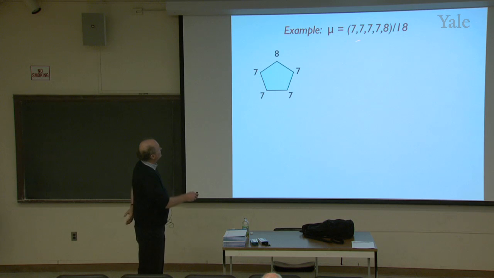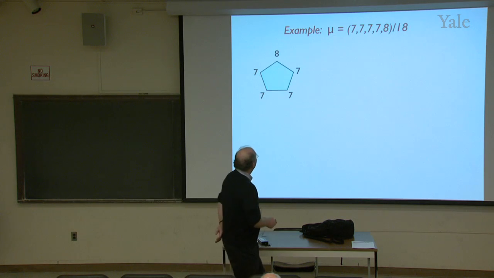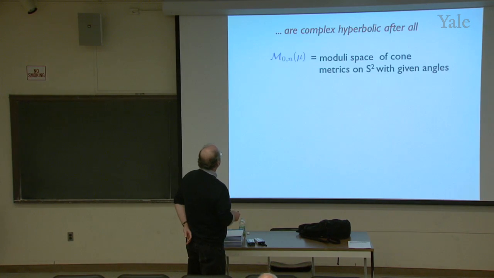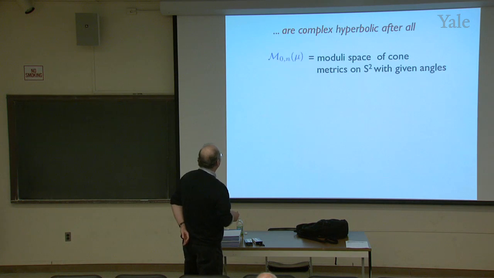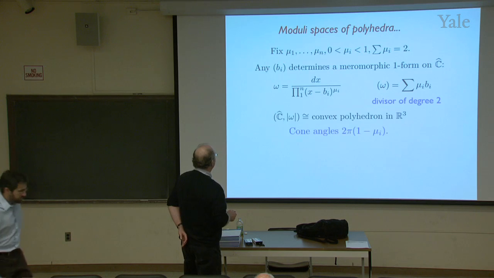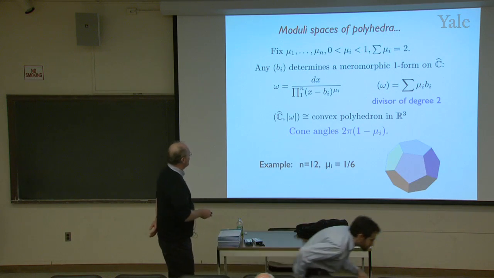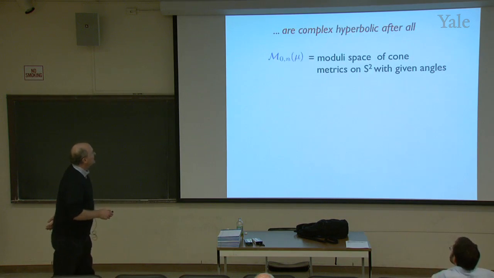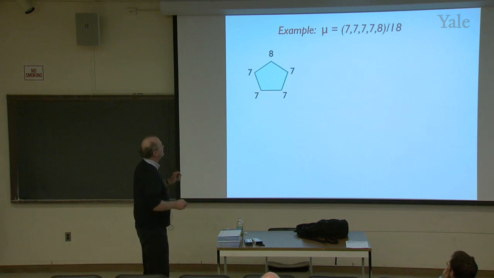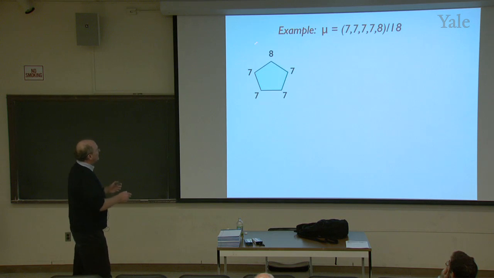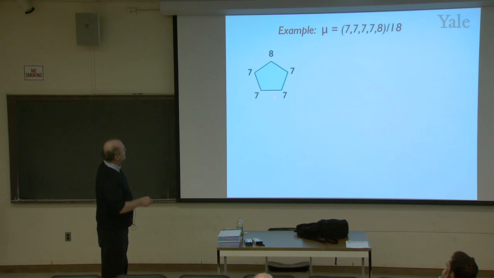I'll tell it to you in the case of this specific set of weights. What I want to do here is explain how this moduli space becomes complex hyperbolic. So let me do it with this specific set of weights, and then we'll come to Thurston's exact statement. So how can you put a complex hyperbolic structure on the space of polyhedra with these weights?